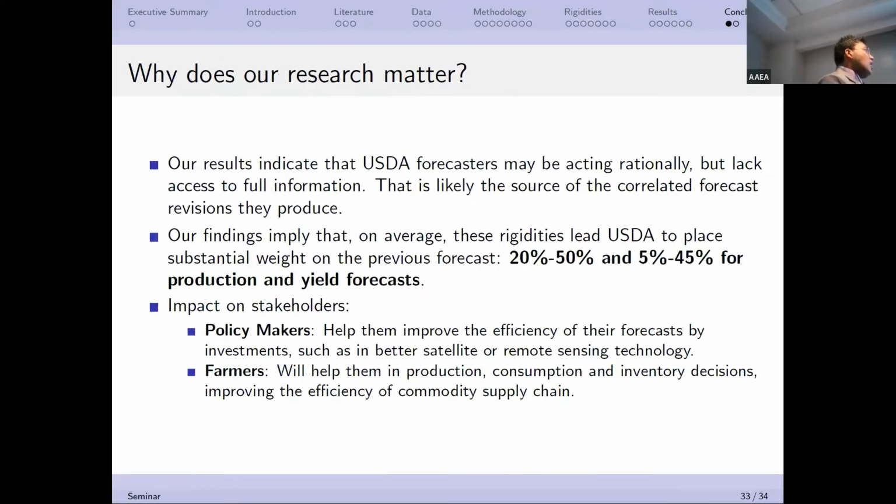So to conclude, our results indicate that USDA forecasters may be acting rationally, but they lack access to full information. Had they had access to full information, they would be making more efficient forecasts. All in all, we believe that by making investments in remote sensing technology or using the latest data, USDA may be able to improve the efficiency of their forecasts, which will help in improving efficiency across the supply chain. Thank you.